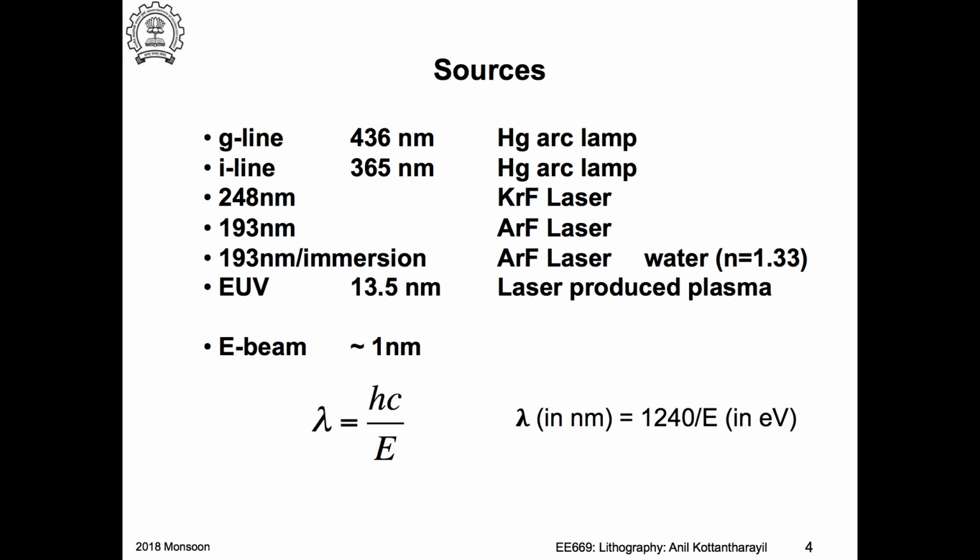Now, what is the problem? If you look at this, you can do a simple calculation. What is the energy that you are talking about for this photon? Just do a quick calculation. 1240 divided by 13.5 is close to 90, meaning close to 100 electron volts. You tell me a material that has a band gap larger than 100 electron volts.